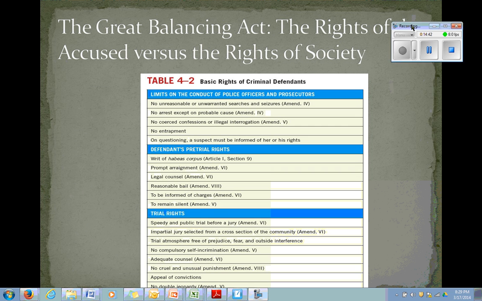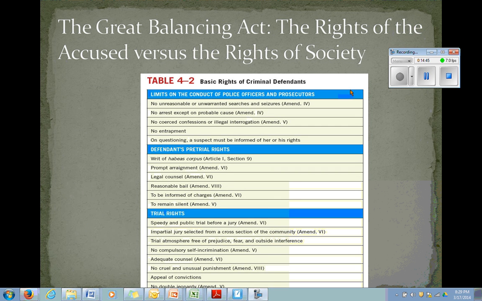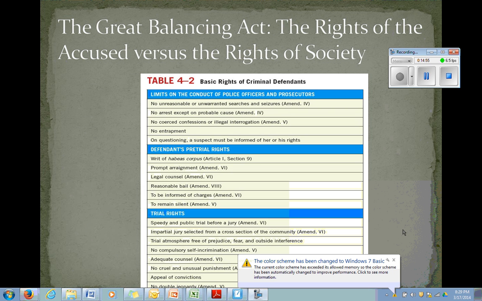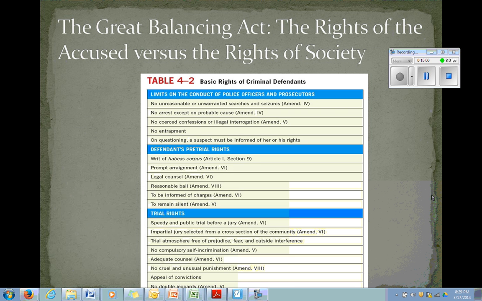Now, the last points I want us to look at are what we call the Great Balancing Act between the rights of the accused versus the rights of society. This chart I want us to look at, and I'm going to allow you time to pause and answer the questions on it. But this will be what you use to determine the limits of conduct of police, the rights of a defendant, and then the trial rights. And you can see where those amendments have been enacted and upheld in the Supreme Court. So you could pause here if you'd like to look at this.